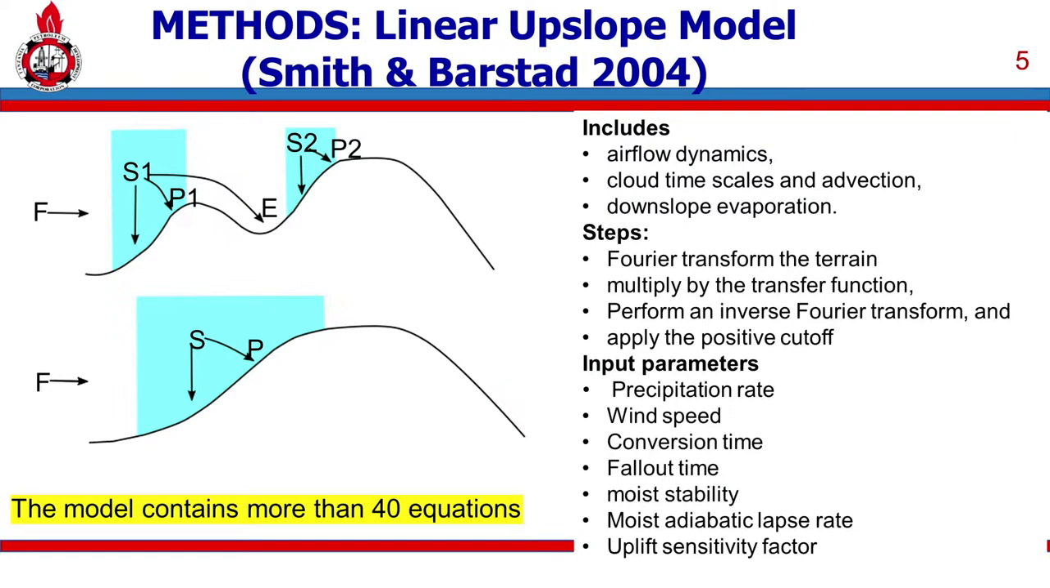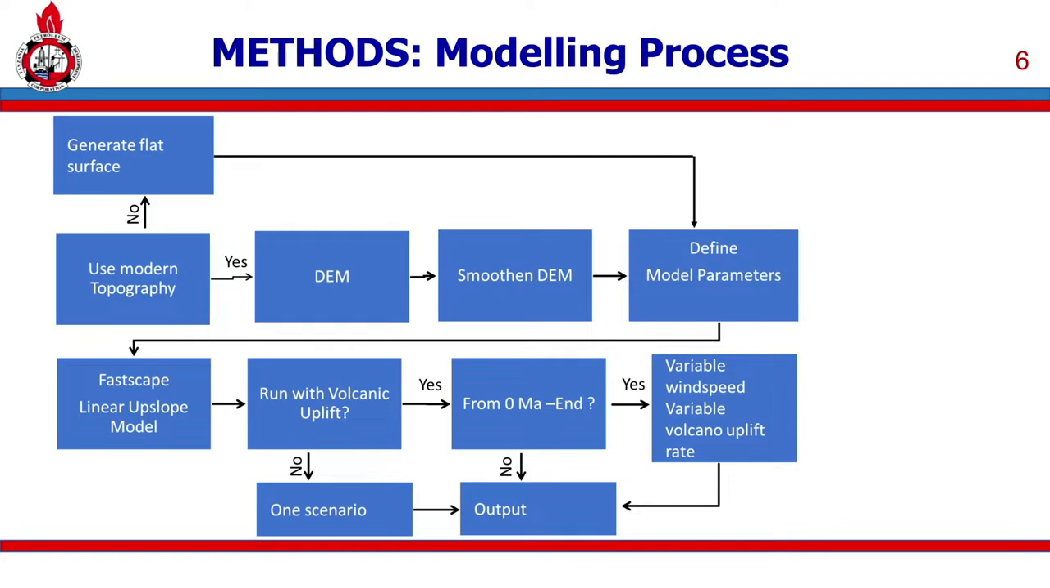I will not take you through the greater nature of these methods, but I can say that more than 40 questions are contained within this modeling approach. So how did we set up the model? We actually ran three models. The first model used the existing topography, meaning the existing digital elevation model of the area. For the other two models we generated artificial elevation. In the second model, we included the volcano within the model. We generated the volcano in the southern part of where we think Lake Rukwa is. And in the third model, we did not include the volcano.